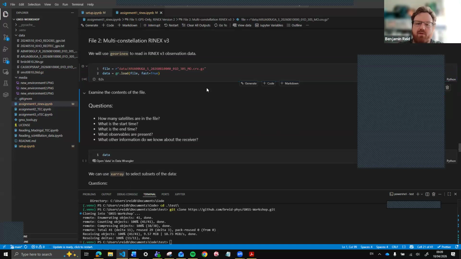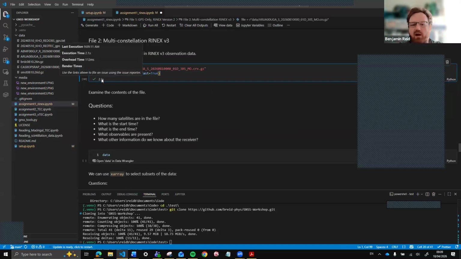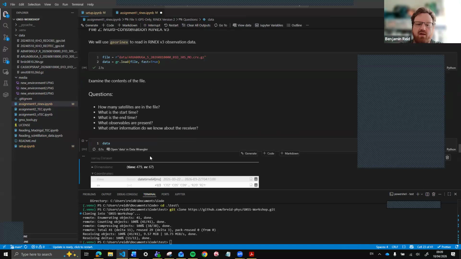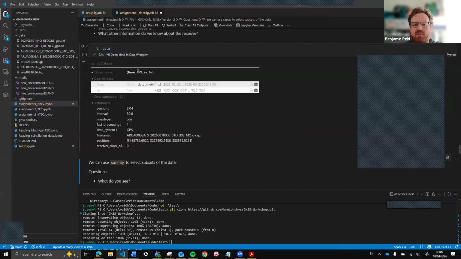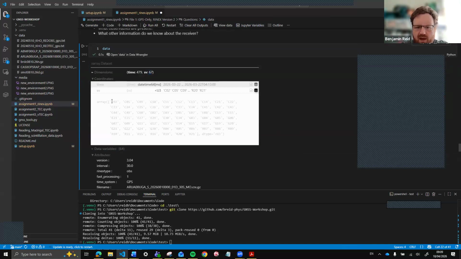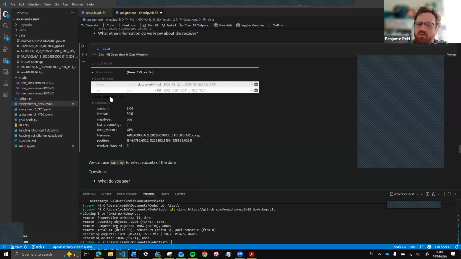So here we have another example. This is a more modern file, so it takes a little bit longer to load, 2.1 seconds. But now we have 479 times. We have 67 satellite vehicles now. If we look here, we can see we have these C's, E's, G's, and R's. E is Galileo, G is GPS, R is GLONASS. I believe C is BeiDou. So we have a whole mix of things here.